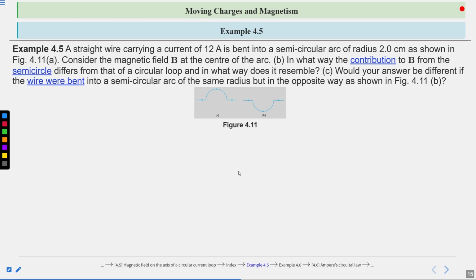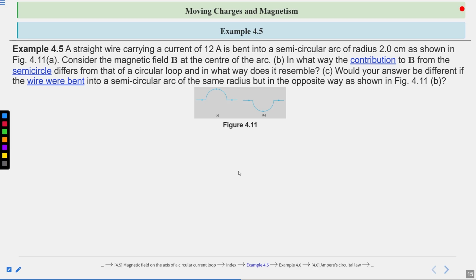Okay, so this is now B part and C part. Of the same question, B part: in what way does the contribution to B from the semicircle differ from that of the circular loop, and in what ways does it resemble it? We have taken the semicircular loop, and in what way does the result for the contribution due to the semicircular loop differ from the complete circular loop, and in what way does it resemble it?